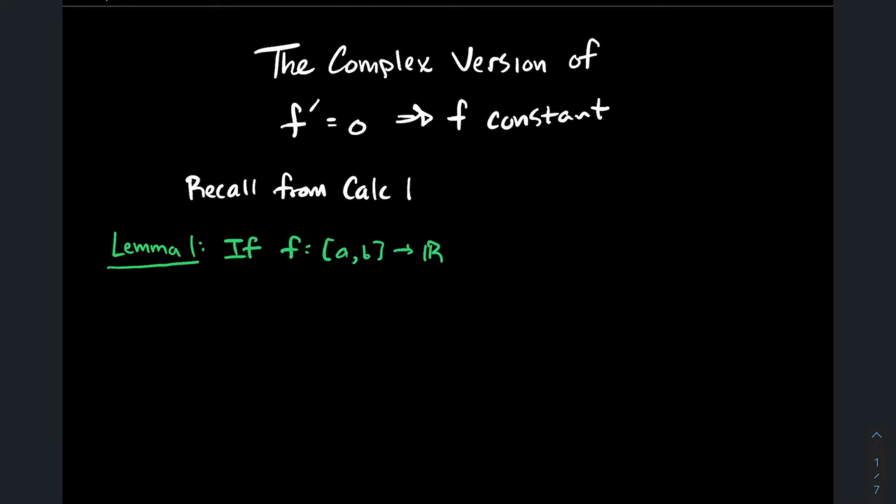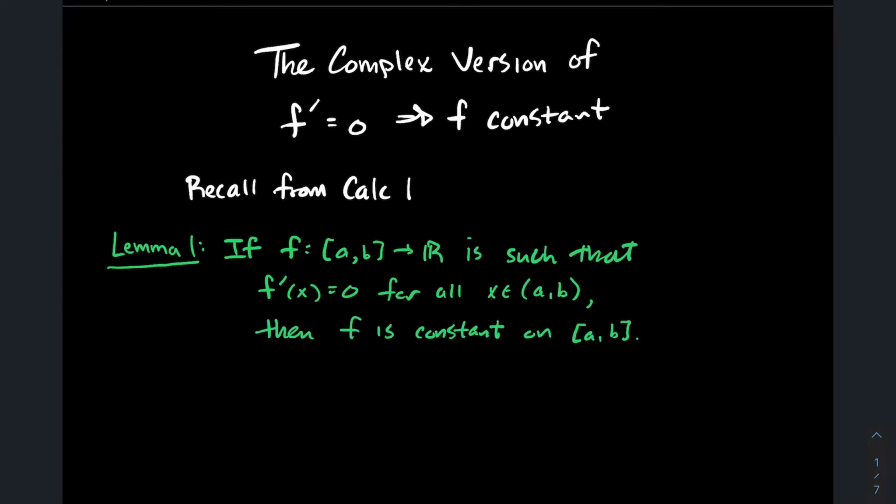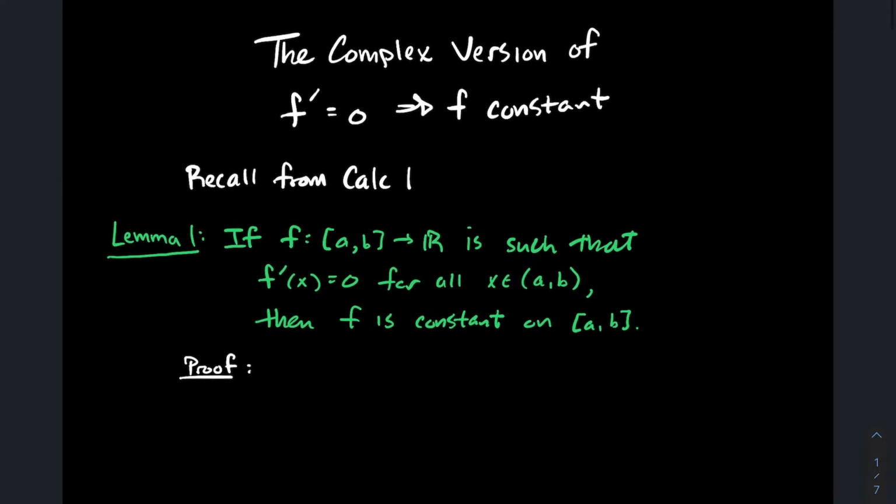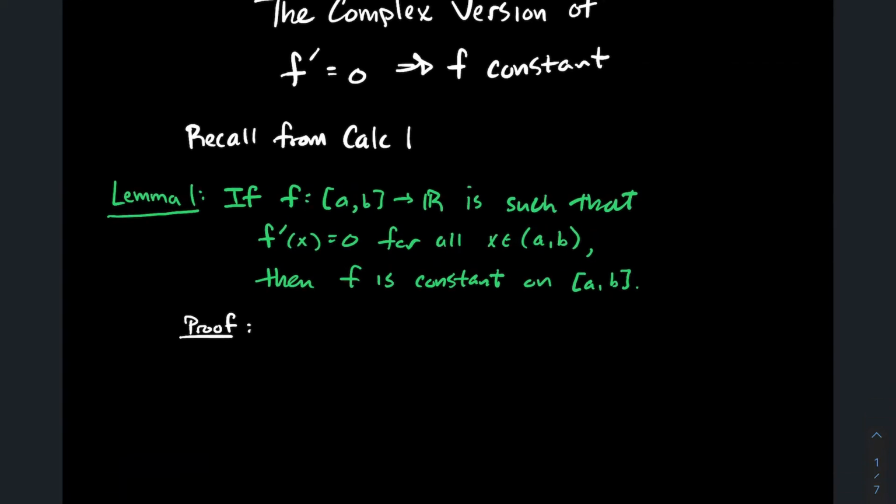If you've got a function whose domain is an interval from a to b and it spits out a real number, so a real valued function, and if it's such that f prime of x is 0 for all x between a and b, so the derivative is 0 for all x between a and b, then that's enough for us to conclude that our function f is constant on this interval from a to b. And let's walk through what the proof of that looks like, that, again, you've seen in a Calculus 1 class.